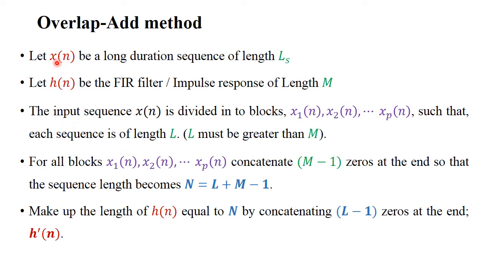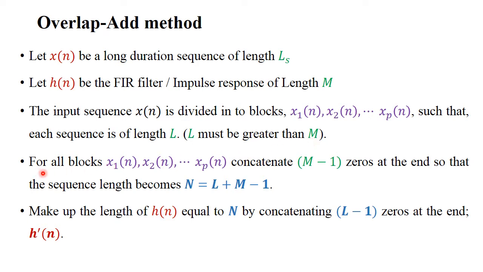Then the long sequence x of n has to be divided into smaller parts for further operation. Therefore, the input sequence x of n is divided into blocks x1 of n, x2 of n up to xp of n, such that each sequence length is L, and this length L must always be greater than the length M.